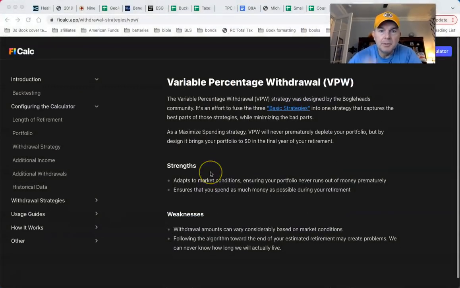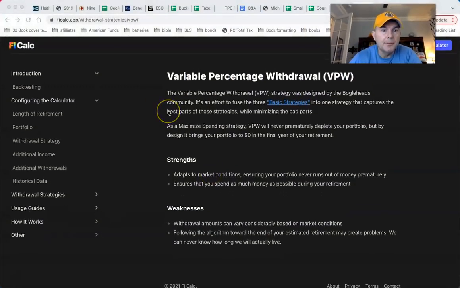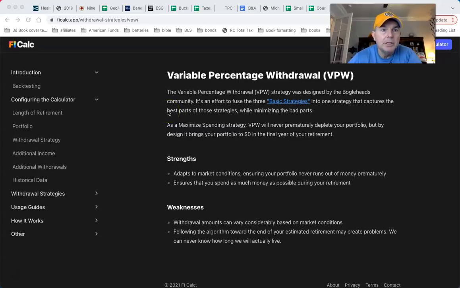One of the best retirement calculators I've seen in a long, long time. This is absolutely fantastic. My man Kenny sent this to me, so kudos to you, Kenny. This is from FiCalc.app, and we'll read the introduction and go into a little bit.